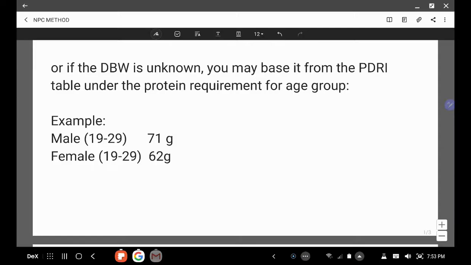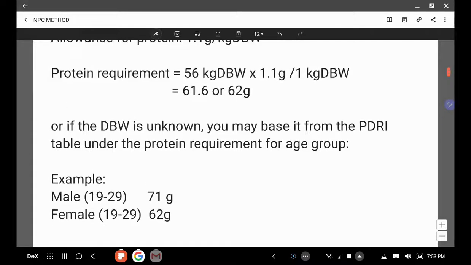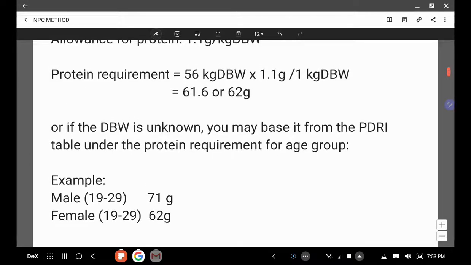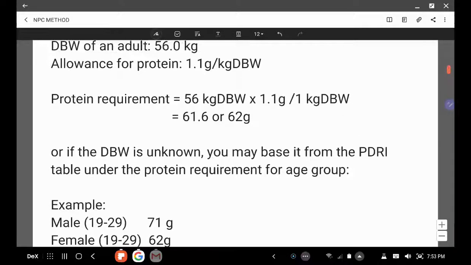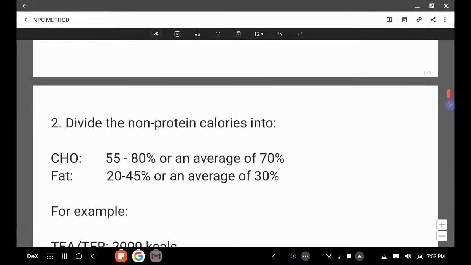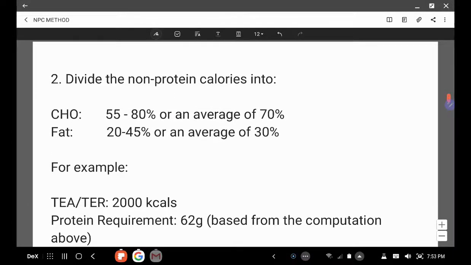So if you don't know the desirable body weight, then you may use the following values. But if you know the height of your patient, then you may go ahead and compute for the desirable body weight based on the height, following the different methods that we have learned from the previous lessons. All right, so now that we have computed for the protein requirement, we can now divide the non-protein calories into carbohydrates and fat.